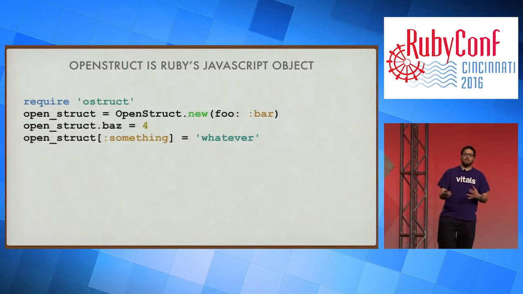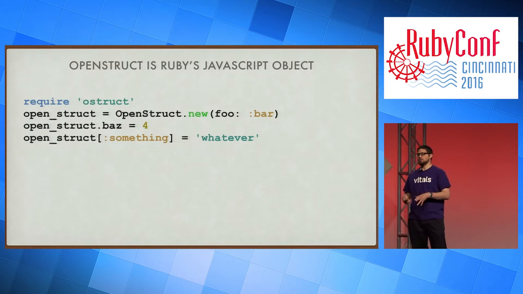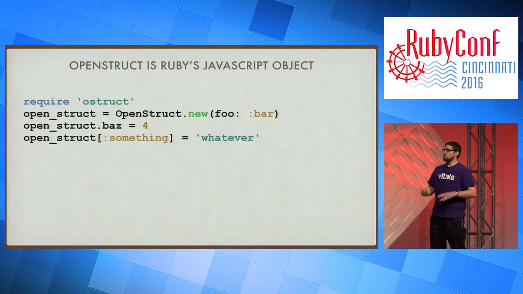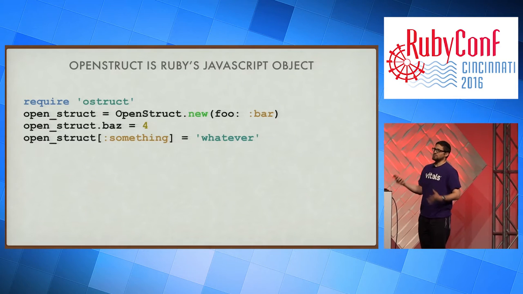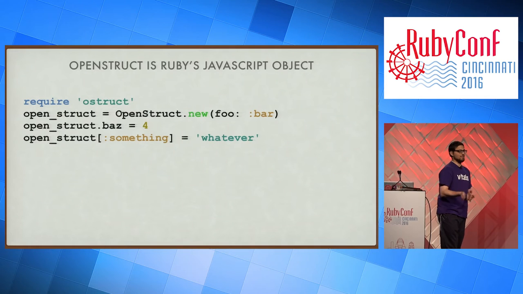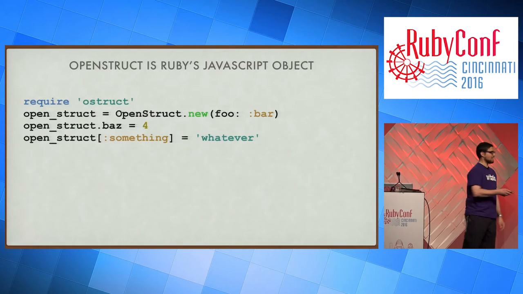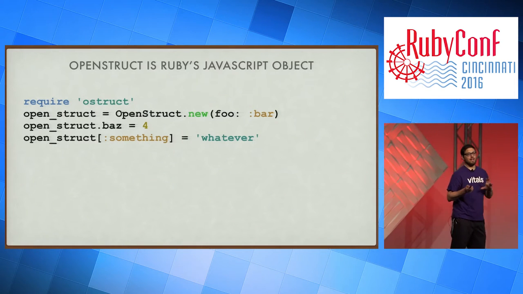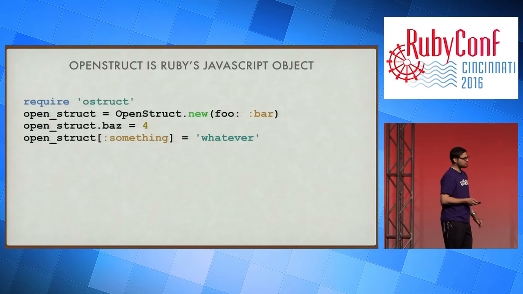And when you initialize an OpenStruct, you can either initialize it raw, just OpenStruct.new, or what you'll do most of the time is you'll initialize it with a hash. So in this case, we're initializing it with a hash with a key of foo and a value of bar. In this case, both symbols. And generally, keys have to be either strings or symbols.